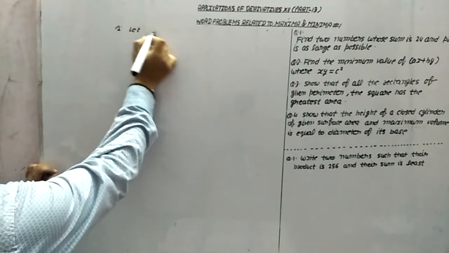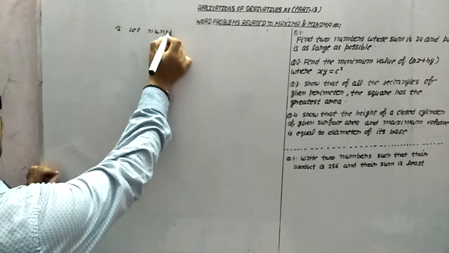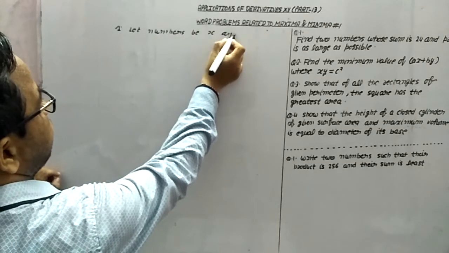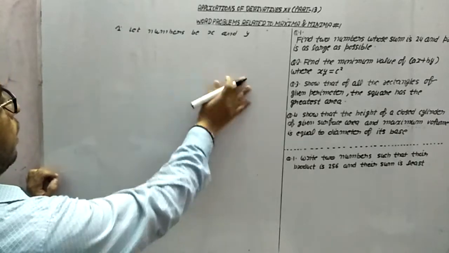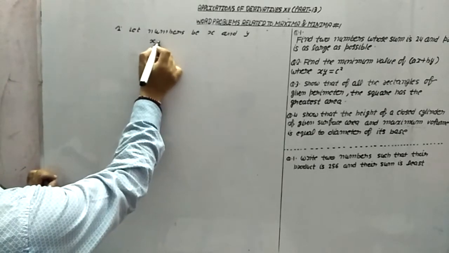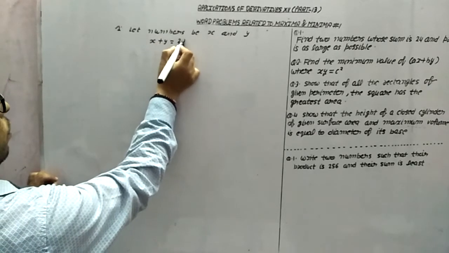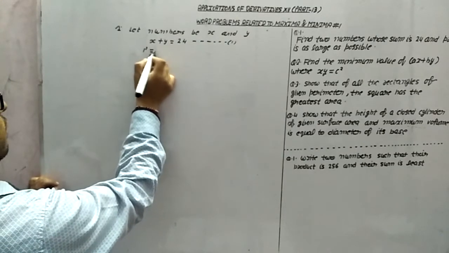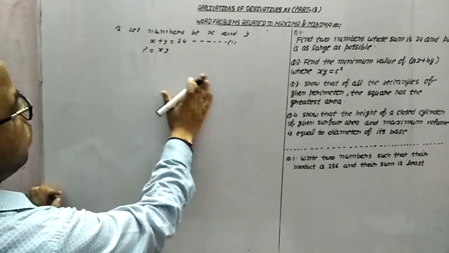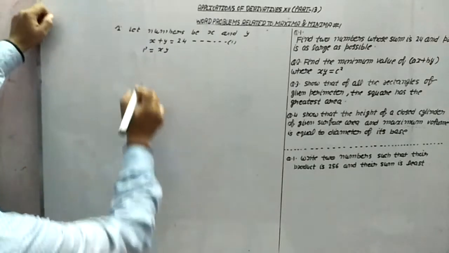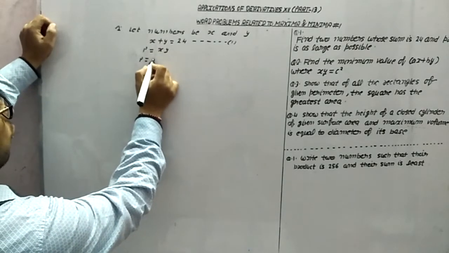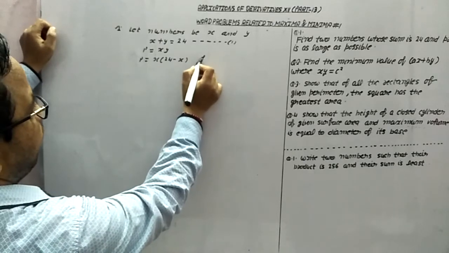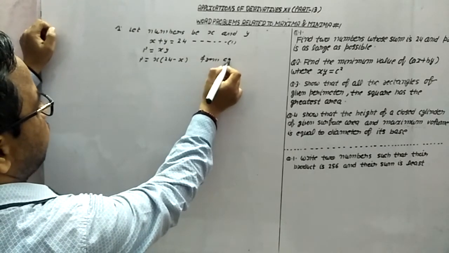Let the numbers be x and y. Now it is given x plus y is equal to 24. So this is equation number 1. Now we have to show that the product is as large as possible, so let us denote the product by P. This is xy. From equation 1, substitute the value and convert into one variable. So this is 24 minus x.